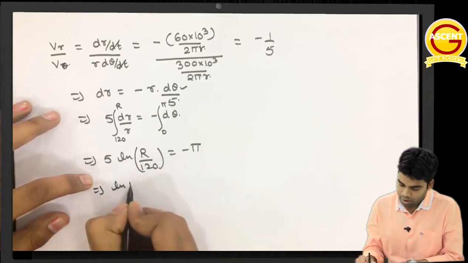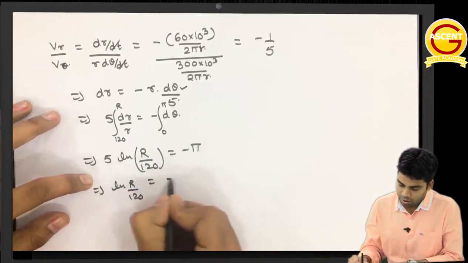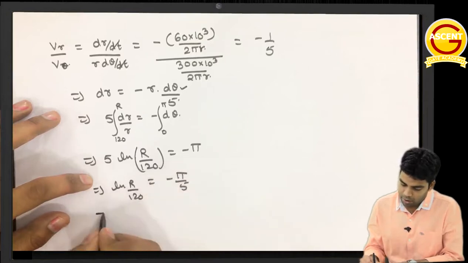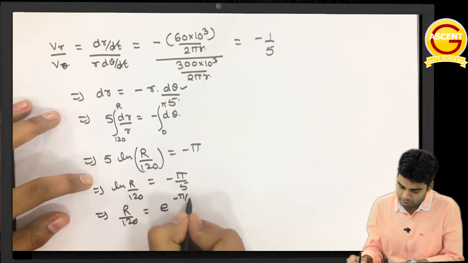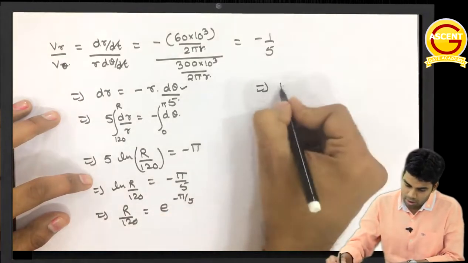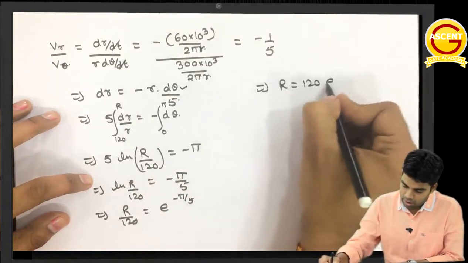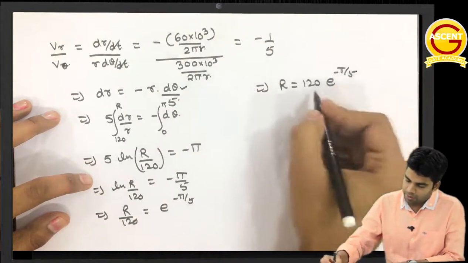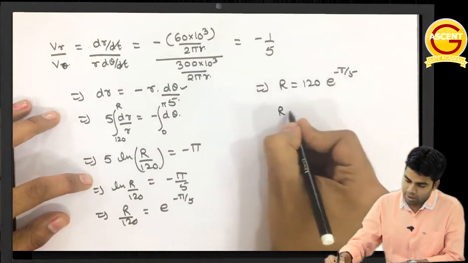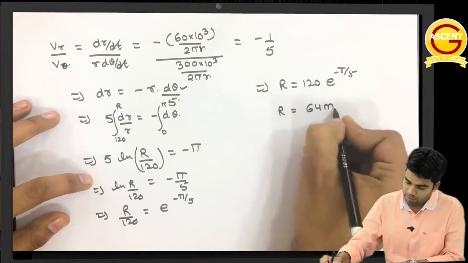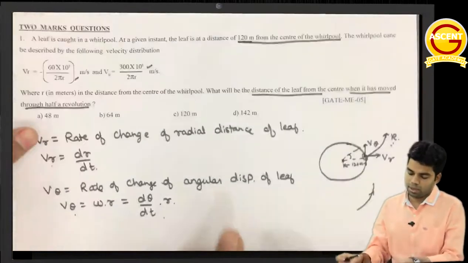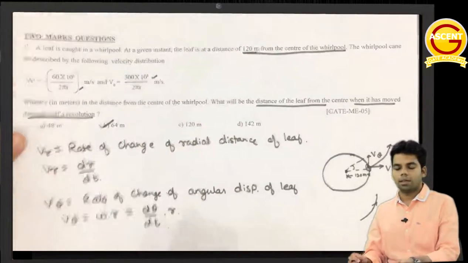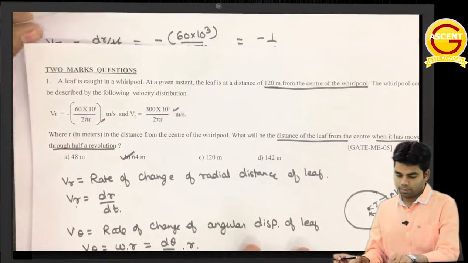This ln of r by 120 is equal to minus pi by phi. Or you can say r by 120 is equal to e raised to power minus pi by phi, or you can say this r is equal to 120 e raised to power minus pi by phi. Now further if you calculate this, you will get r is equal to 64 meter. From calculator you will get this. So the answer should be B, 64 meter. Clear or not? Okay, next question.